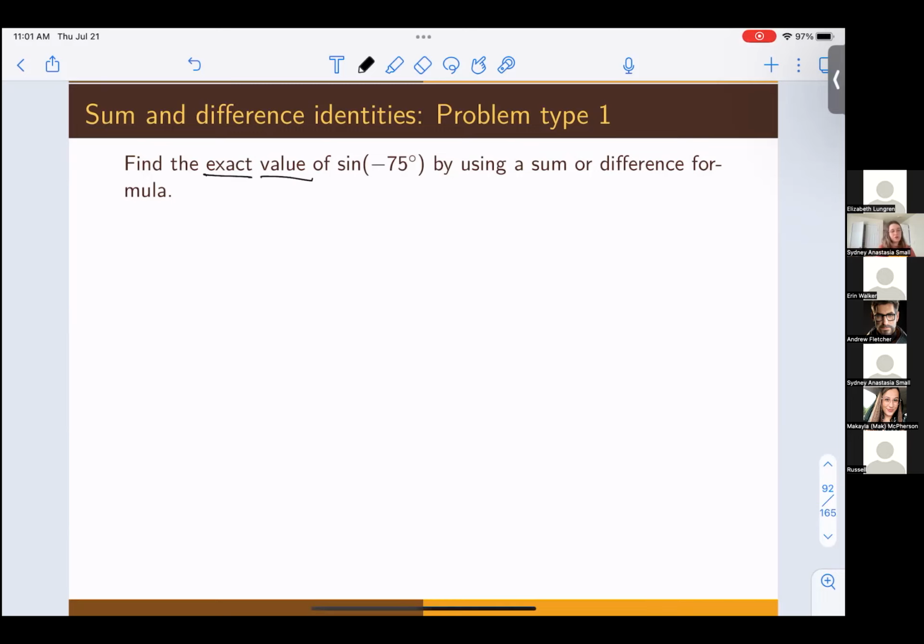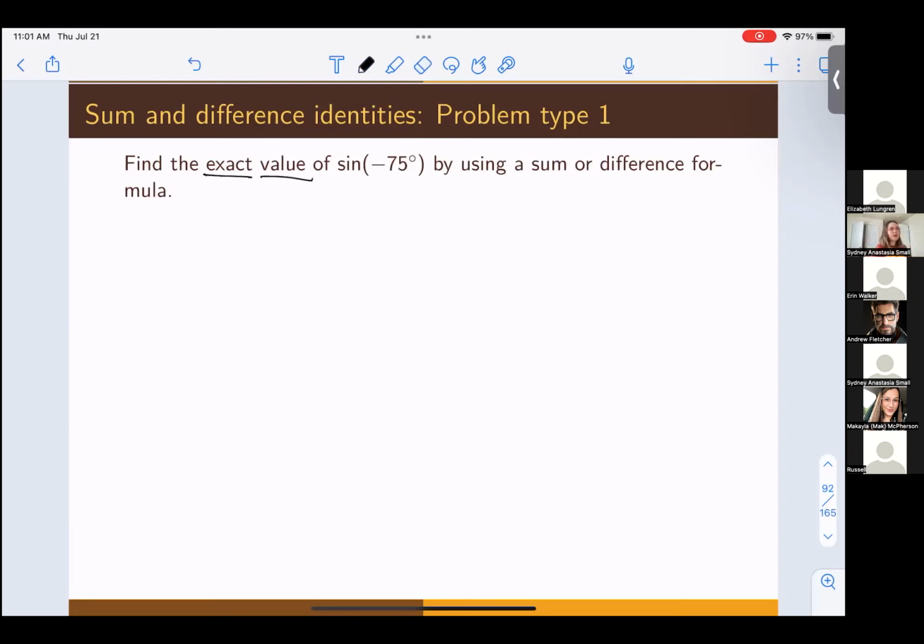You could plug this into your calculator any day and it would spit out a decimal, but anytime you see the words exact value, it wants something in terms of square roots and radicals and sums. It doesn't want 0.6192, etc. Exact means an exact answer, something like square root of 2. So in order to do that, we're going to need to manipulate this a little bit.